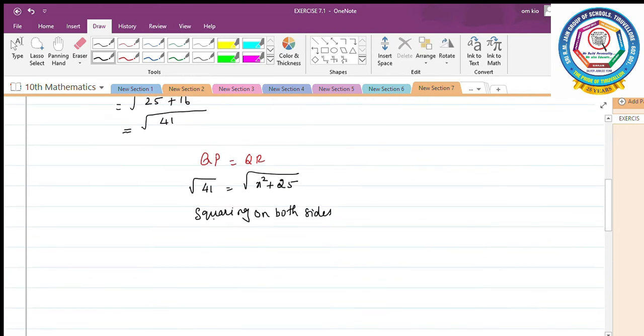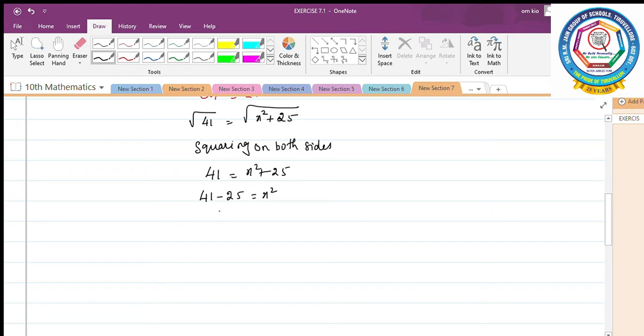So next step. If I am squaring on both sides, both square roots will cancel. So 41 equals x square plus 25. I have to find x square. So 41 minus 25 equals x square. 41 minus 25 is 16. 16 equals x square. Therefore x is equal to plus or minus 4. Now I got the value x equals plus or minus 4.